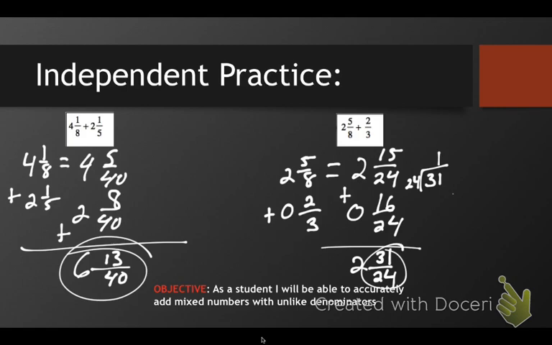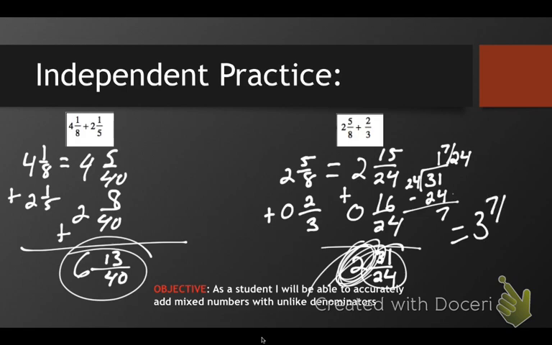24 goes into 31 one time. 1 times 24 is 24. Subtract, we get 7. 1 and 7 over 24, but I'm forgetting something. Hopefully you know that I'm forgetting that 2 over there. We need to add that to the 1. That gives us an answer of 3 and 7 over 24. Got it? 3 and 7 over 24.